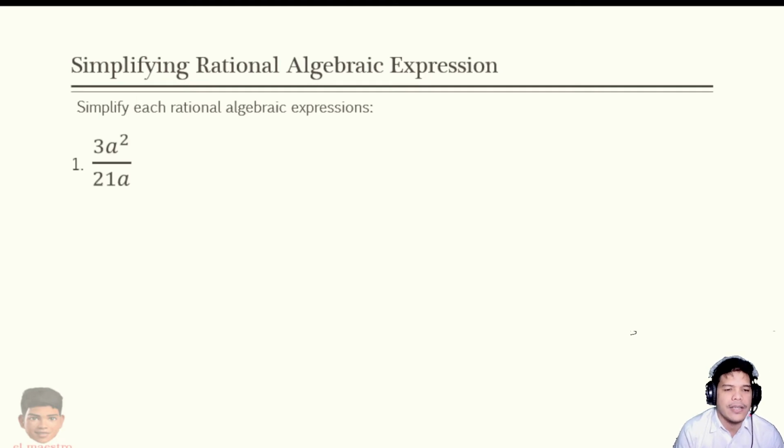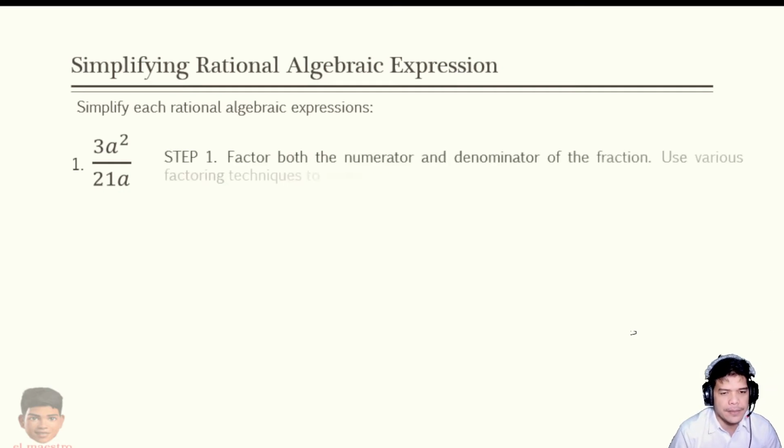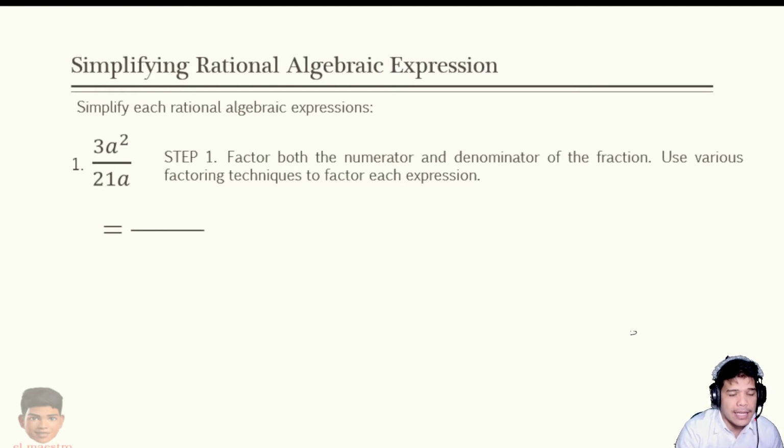Okay? So here. So, meron tayong 3a squared over 21a. Let's follow the steps. First is sabi, factor both numerator and denominator of the fraction. Use various factoring techniques to factor each expression. Again, the different kinds of techniques in factoring, I'll put it down sa description link. Okay? You check, you review para mas maintindihan nyo. And after, okay, that is equal to, so i-factor na natin, let's factor first the numerator.